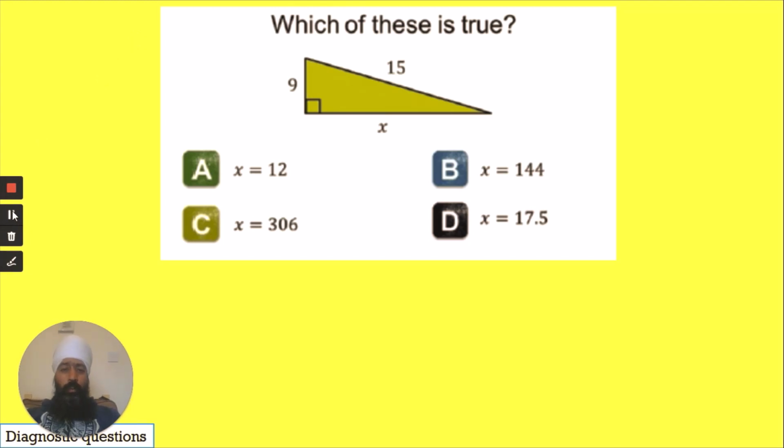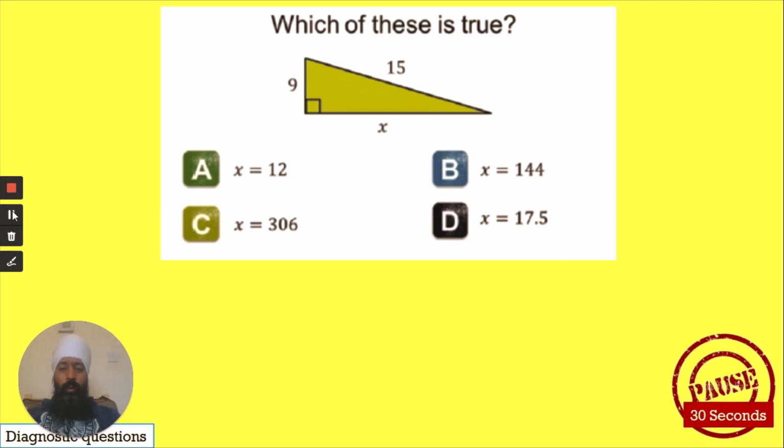Right, well done. So which of these is true now? For this triangle, what is the value of x? So now we've given the shorter side and we need to work out the other shorter side. So use Pythagoras Theorem. Press pause, give yourselves 30 seconds, and then we'll go through the answer.